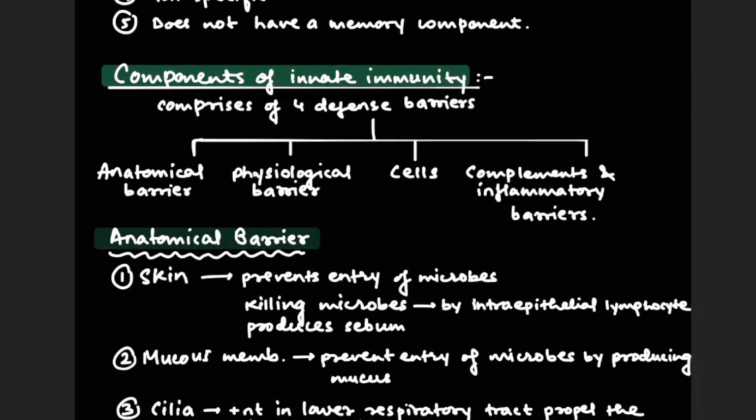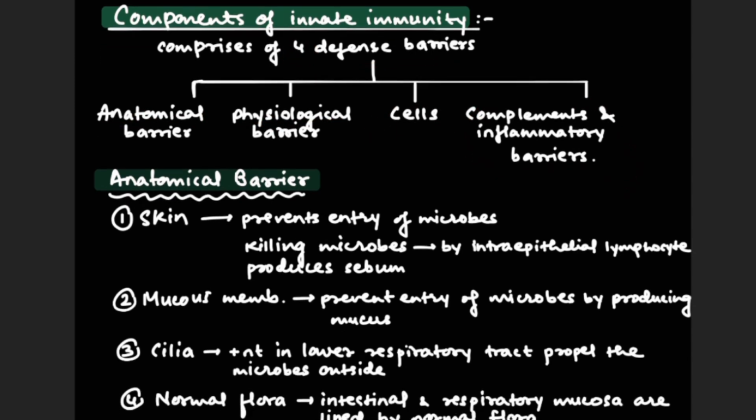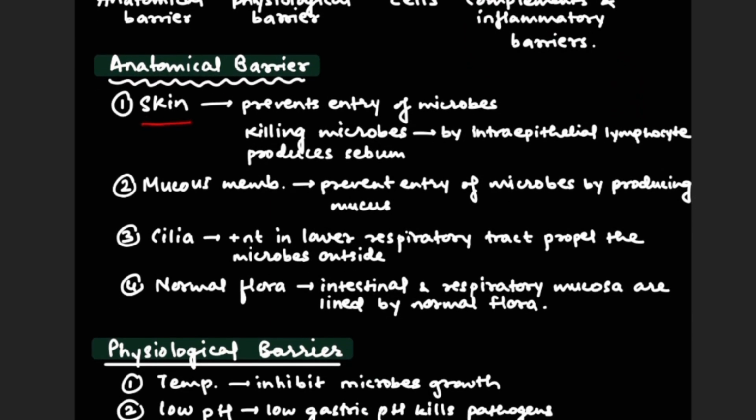Now the next topic is components of innate immunity. It comprises four defense barriers. First is the anatomical barrier, then the physiological barrier, then cells, and last are the complement and inflammatory barriers. So let's see one by one. First is the anatomical barrier. First is skin. It prevents entry of microbes. It kills microbes by the intraepithelial lymphocytes, which produce sebum.